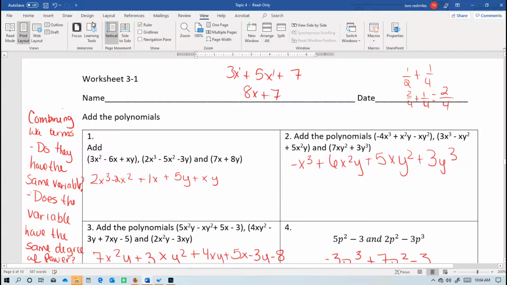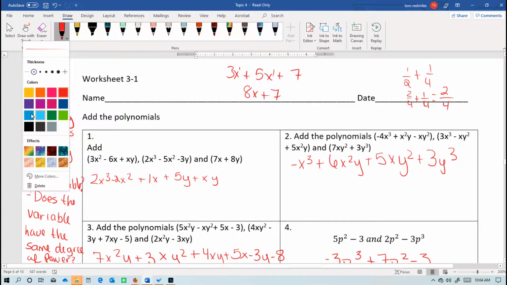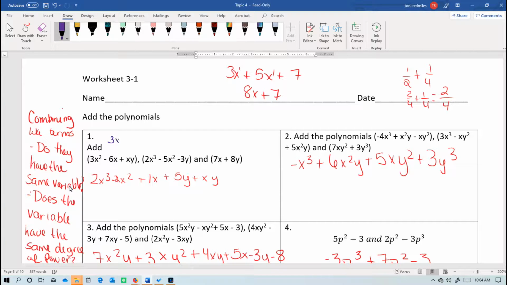Okay? Now, when I do these problems, let me change my pen color. I like to start with my highest. Okay? So first, let's write out what we have. Our problem is actually this. When we add, we don't have to worry about changing signs or anything, distributing through a sign. We just write everything out.